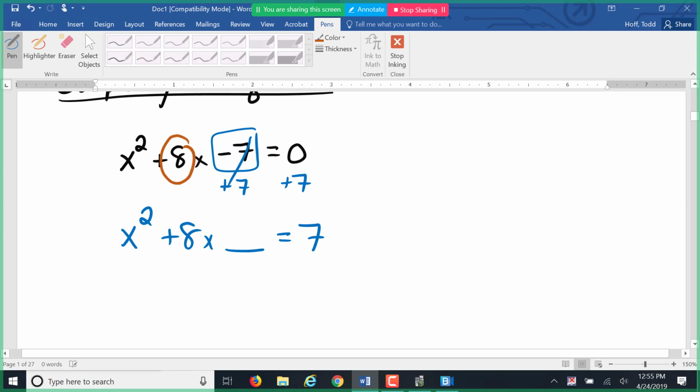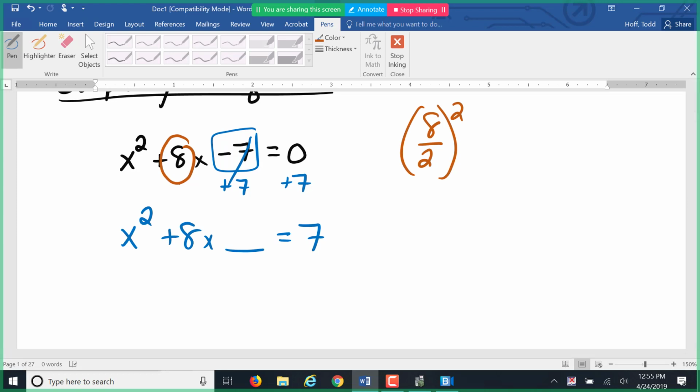Remember, the 8 tells us what we need there. We take that number, divide it by 2, and square it. What's 8 divided by 2 and then squared? Careful. 16, right? 8 divided by 2 is 4. Squared is 16. So I heard somebody say 8. Sorry.